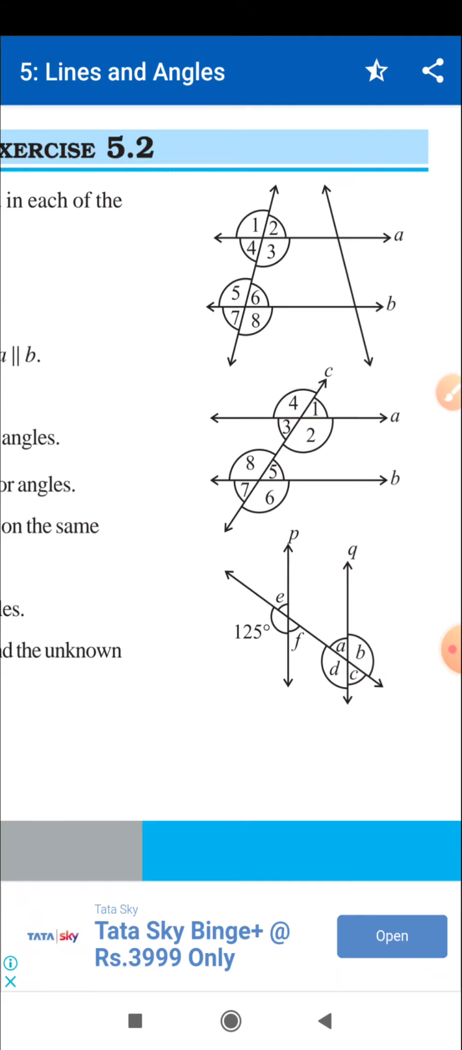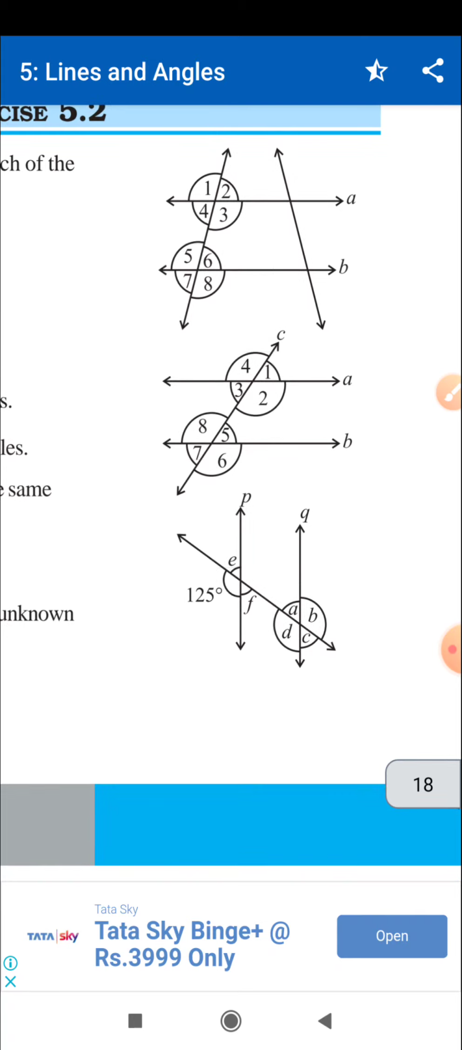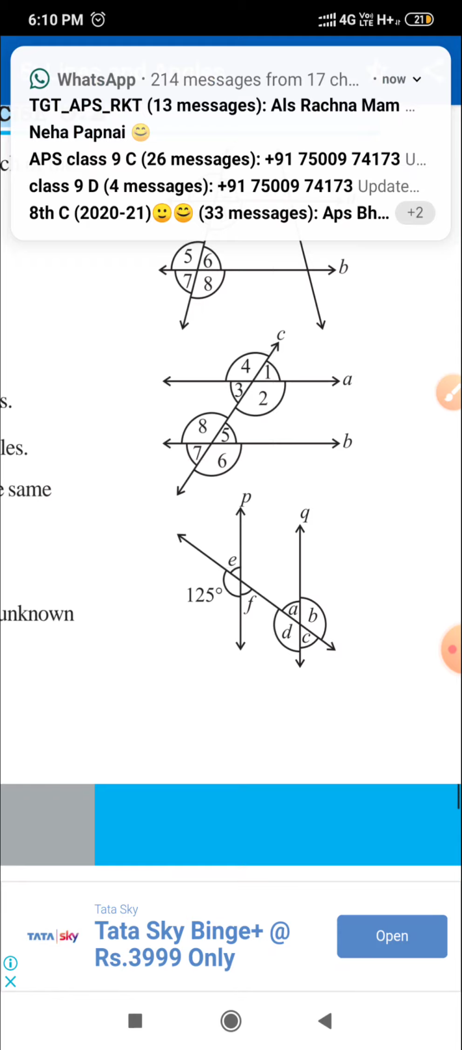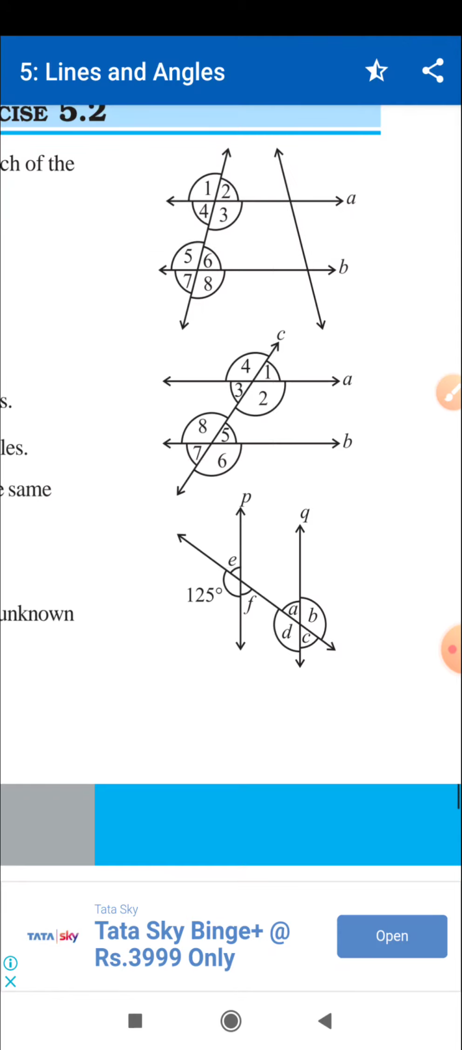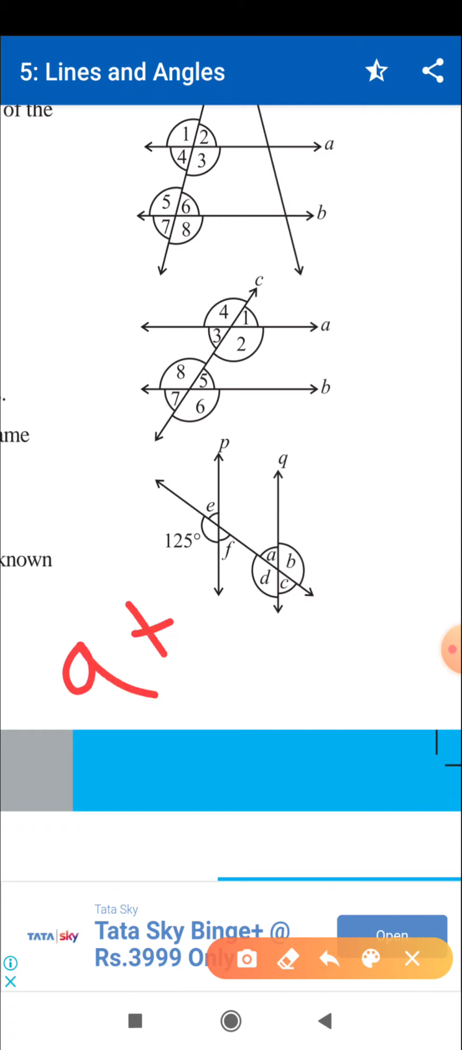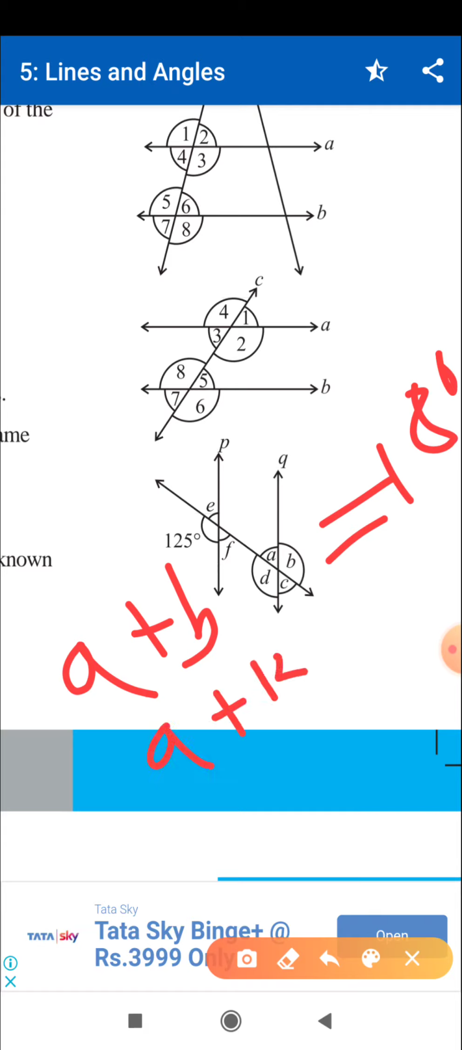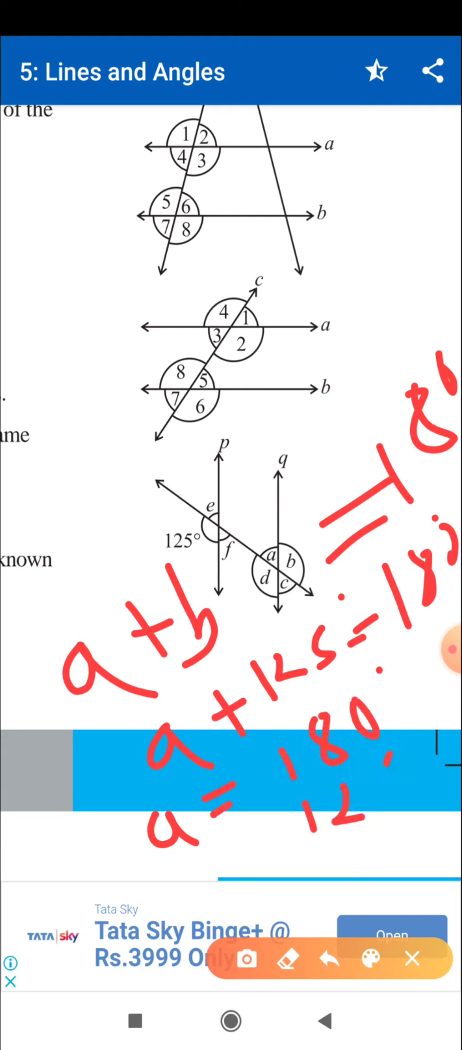Next we are going to find out the value of angle A. In this diagram, angle A and angle B make a linear pair, and their sum is 180 degrees. So angle A plus angle B is equal to 180 degrees by the linear pair property, and we have the value of angle B as 125 degrees, and on the right side of this equation we have 180 degrees. So the value of A is equal to 180 degrees minus 125 degrees.